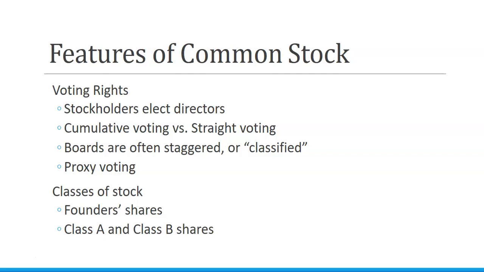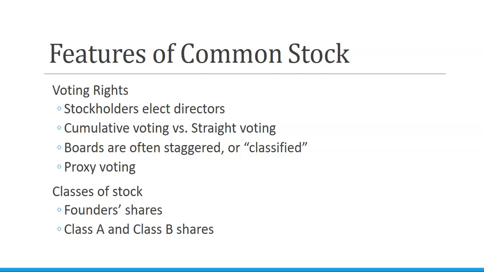Boards are often staggered or classified. When we're looking at a staggered or classified board, staggering makes it more difficult for a minority shareholder to elect a director when there's cumulative voting. And it makes takeover events less likely to be successful because it makes it more difficult for a small group of people to vote in a majority of the board of directors.